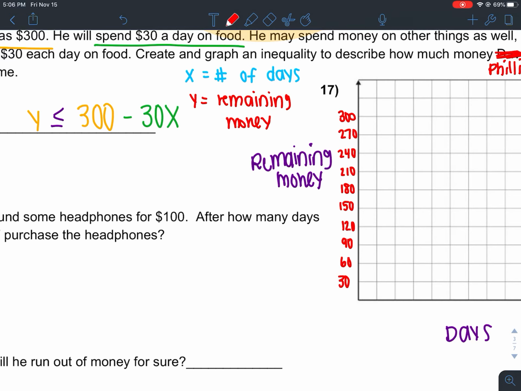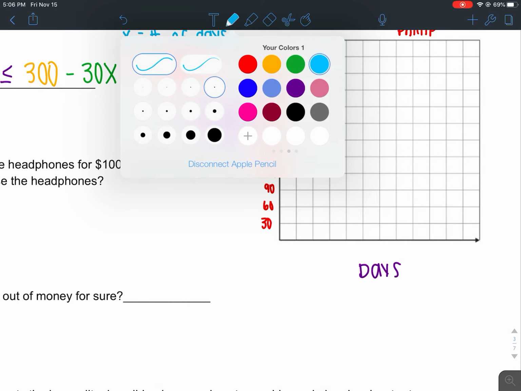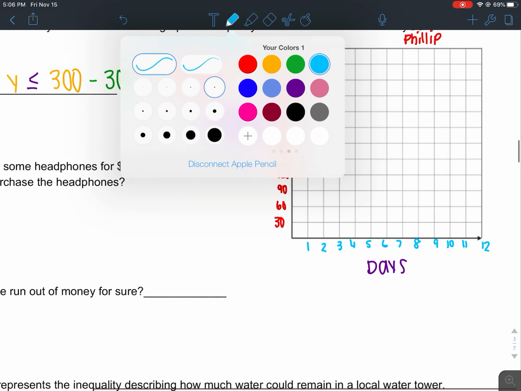And I'm going to stop at 300 because that's all the money that I have. And then for days, I'm going to go ahead and just label them, and I'm going to go by 1 because it's single days that go by. So 1, 2, 3, 4, 5, 6, 7, 8, 9, 10, 11, 12. Okay, so let's graph this.